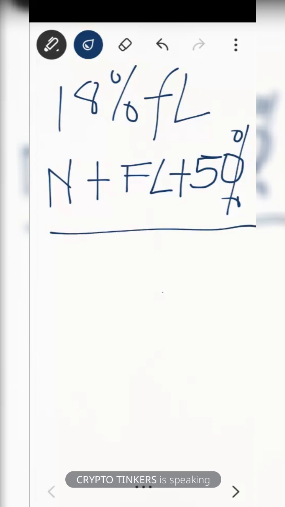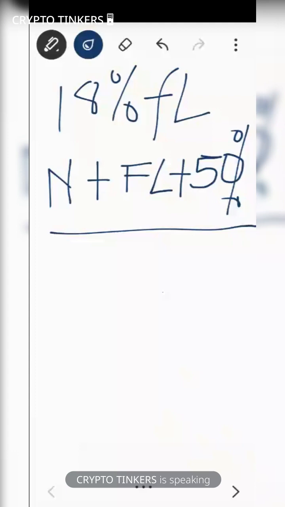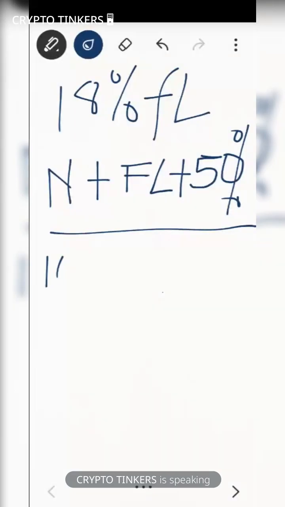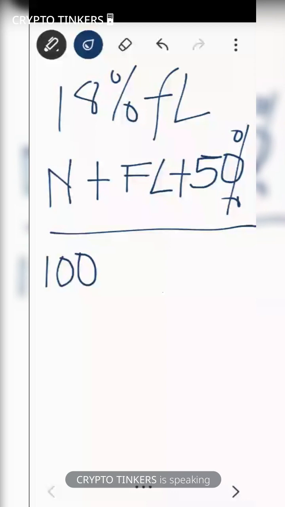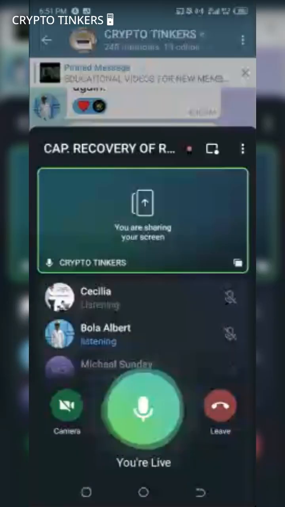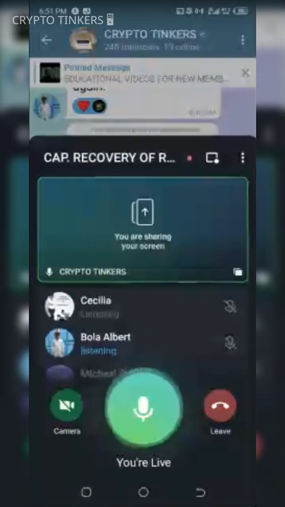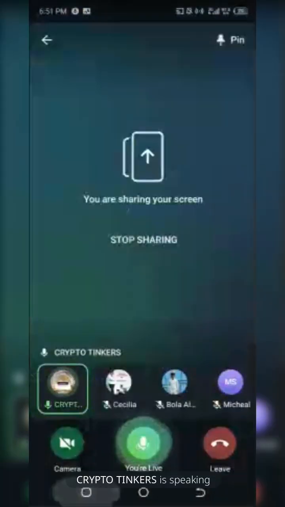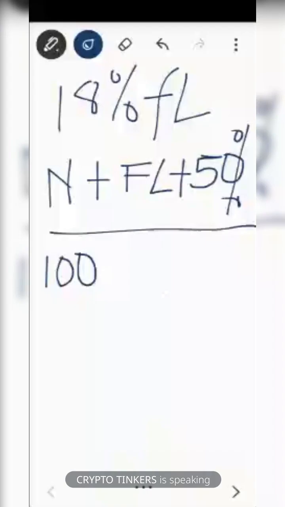Now we go step by step. The floating loss of the coin is 18. So let's write. The N is 100. So you put 100 in your notebook. I always say bring your notebook. Let me see if Cecilia is still here. Sorry, let me make my screen bigger. All right. So N is constant.